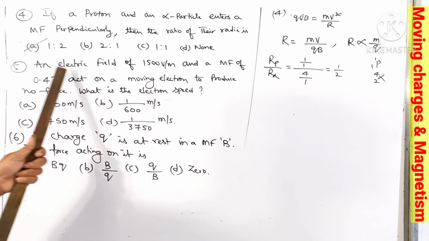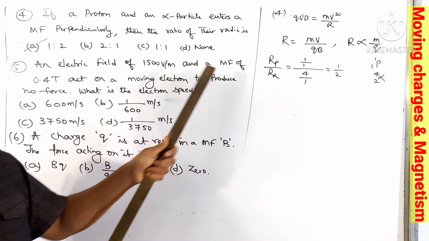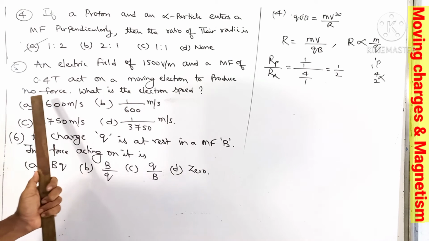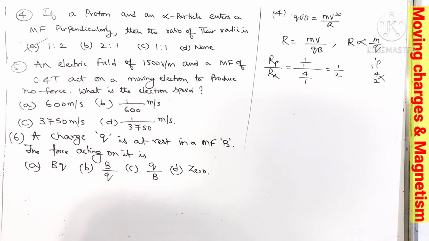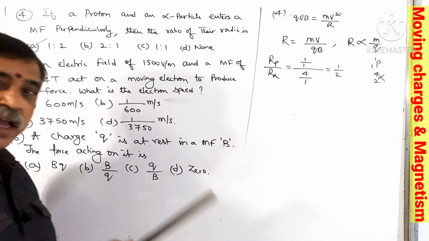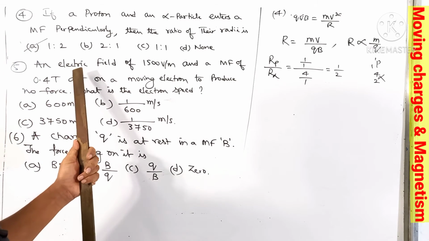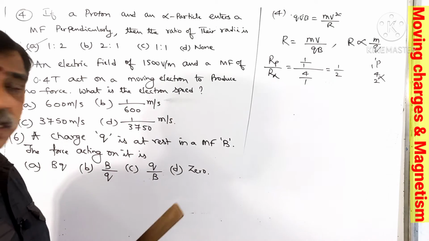Fifth one: an electric field of 1500 volt per meter and a magnetic field of 0.4 Tesla act on a moving electron to produce no force. What is the electron speed? No force means the magnetic force must be equal to the electrostatic force, or electric force. So magnetic force and electric force are both equal.